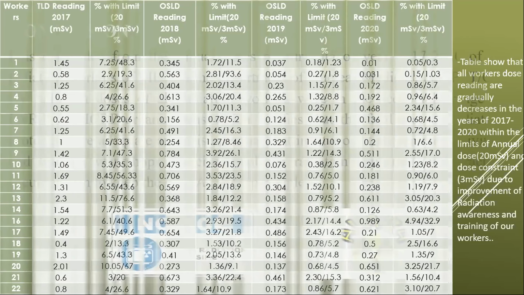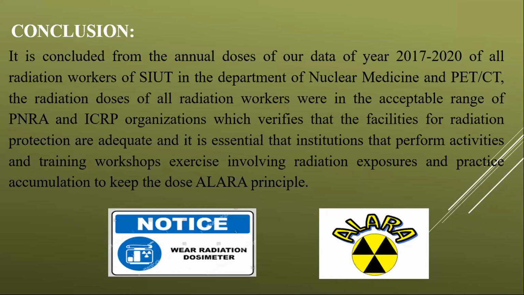Now, the conclusion is that from the annual dose data of the years 2017 to 2020, the radiation doses of all radiation workers of SIUT in the Department of Nuclear Medicine PET-CT were in the acceptable range of PNRA and ICRP organizations, which verifies that the facilities for radiation protection are adequate. It is essential that institutes that perform activities and training workshop exercises involving radiation exposure and practices keep the dose as low as reasonably achievable, using the ALARA principle. Thank you very much.